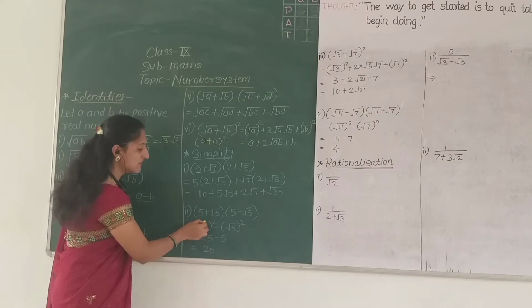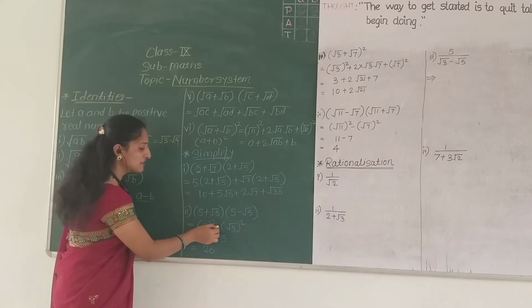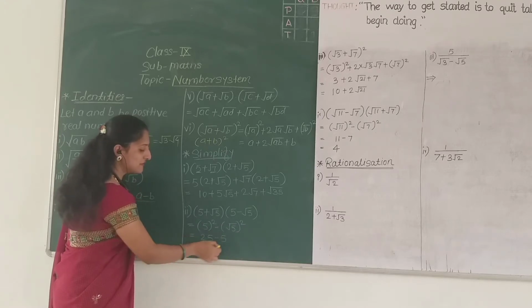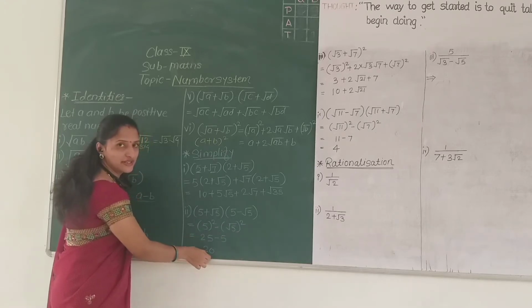So here, a square, the value of a is 5, so 5 square, minus the value of b is root 5, root 5 square. So 5 square is 25 and root 5 square is 5. So 25 minus 5. The answer is 20.